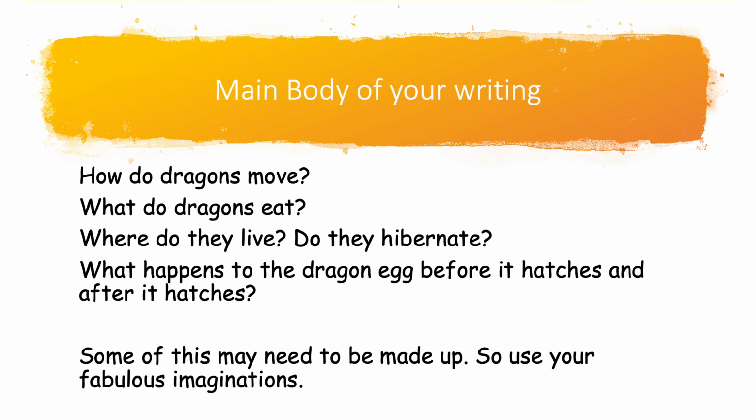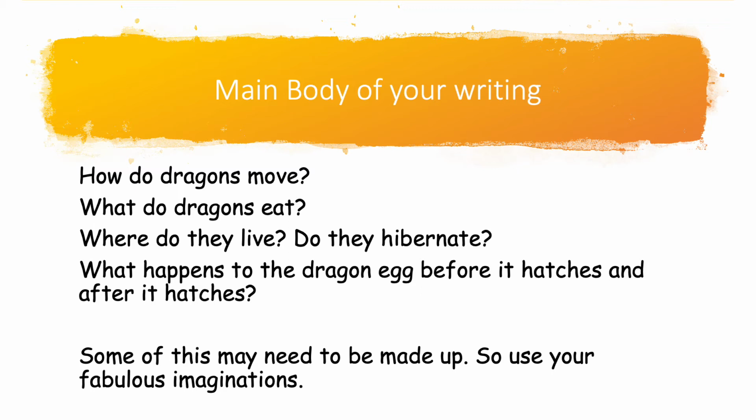Okay, so the main part of your writing, you could have questions. These will be subheadings, but you need to find out the answers and use what you know as well. So I would write, how do dragons move? I would then put that into Google and find some information. What do dragons eat? Again, put that into Google, use the information you know, read it, and then do a couple of bullet points for each section.